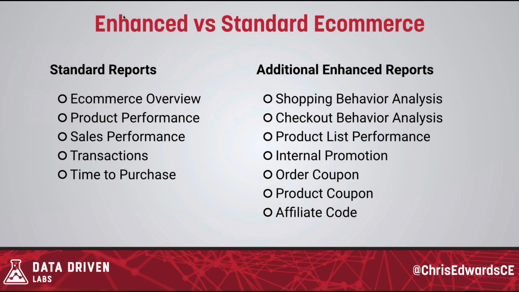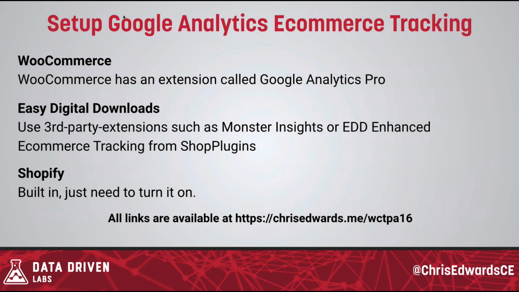Checkout behavior, product list performance, internal promotions. You can also even track your coupons. And then if you have affiliate codes, there's a way to actually track affiliate codes as well. Now, these have to be enabled at the code level. You do have to install code that pulls this information in. Google Analytics does not just automatically know what is happening on your shopping cart. So setting it up can be a little difficult.